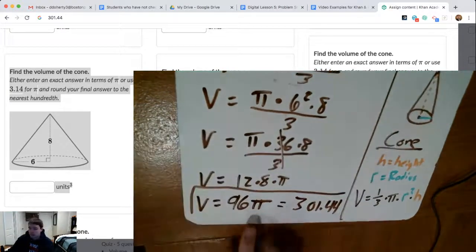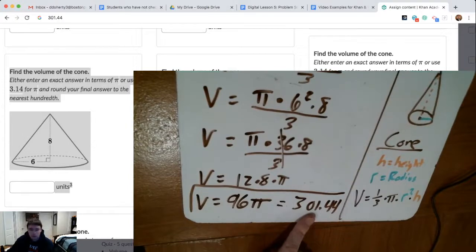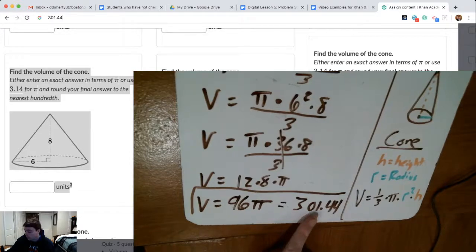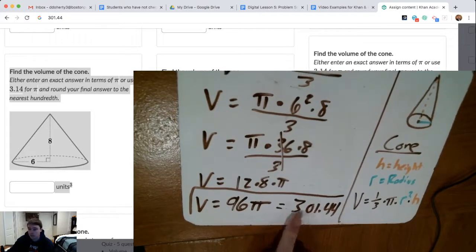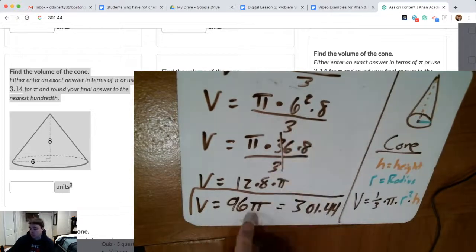Either one of these answers that I've boxed at the end would be correct. If you've got questions, if you're struggling with any of these, let me know. The rest of this assignment is pretty straightforward. Each time they're providing you with a cone with radius and height, and then asking you to use this formula to work out the volume of that cone.